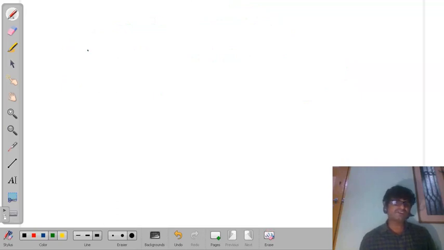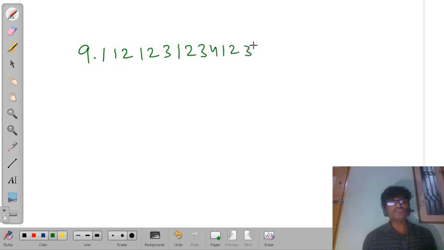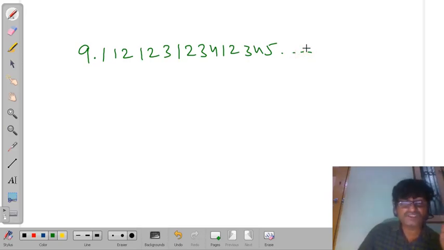Suppose something like 9.1, 1, 2, 1, 2, 3, 4, 1, 2, 3, 4, 5 and so on. Is this a rational number or an irrational number? Can you say it? Is it a rational number or irrational number?